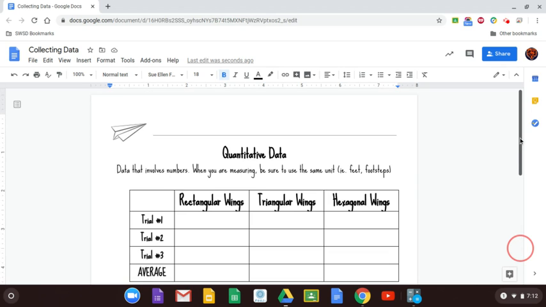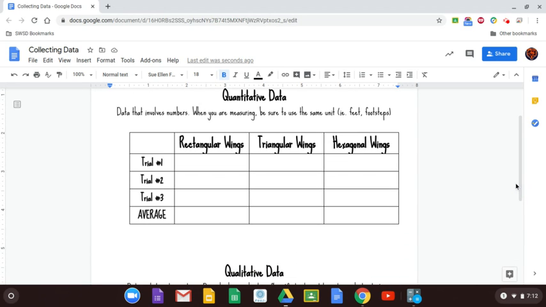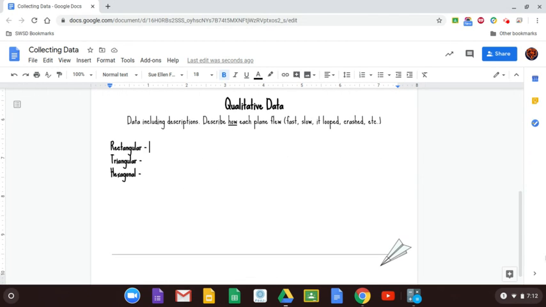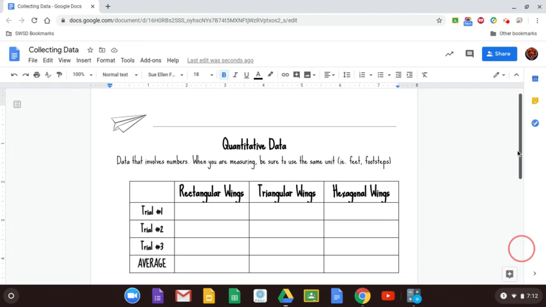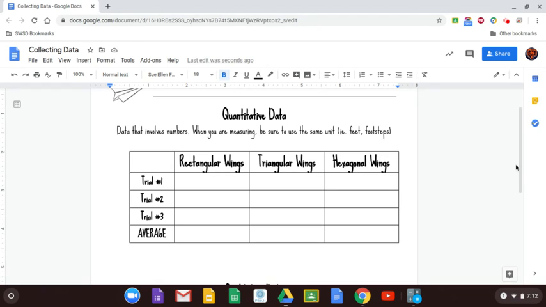Okay, so that's what you're doing today. Pretty much, you are going to be testing out each one and writing down the data, coming up with an average, and then describing each of their flights. Okay, so after you're done watching this video, you can watch how to actually fold each paper airplane, and then you are pretty much ready to go. Okay, again, just keep in mind, choose one starting point and throw from that starting point each and every time, and keep your units the same.